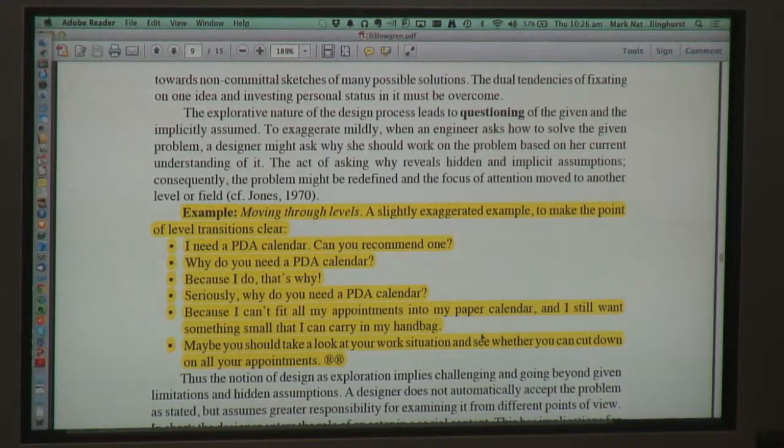So then what he does, instead of saying this is a piece of software that can fix it, is say, well, maybe we should look at your situation and see whether we can cut down on all your appointments. So actually what the person might need is not necessarily a PDA calendar, but to be able to restructure their work so they actually have fewer appointments rather than trying to fit more into the day. And we'll talk more about this today: sometimes you will observe a conflict between what somebody says and what they really do and need, and that's an opportunity for designing a solution.